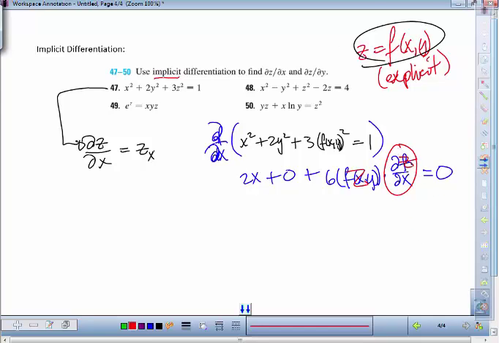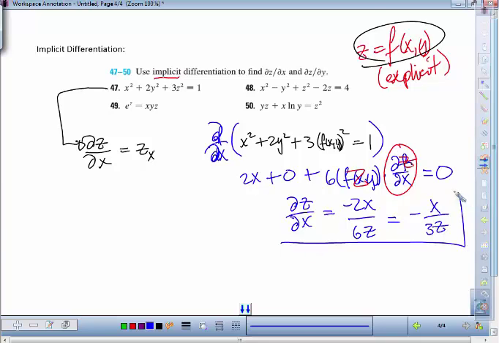So you can simplify that depending on if they want you to actually solve for that. So dz dx is equal to negative 2x, brought to the other side, and then the 6z, the f of xy, remember, is equal to z, so the 6z goes down there. So that's your dz dx done implicitly. And of course you can find dz dy. We'll go through the same process.